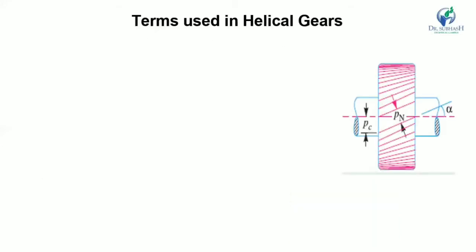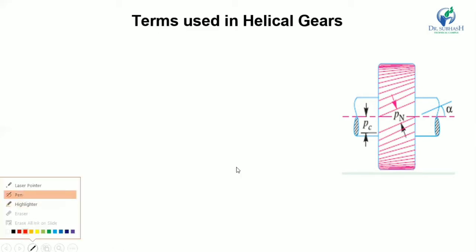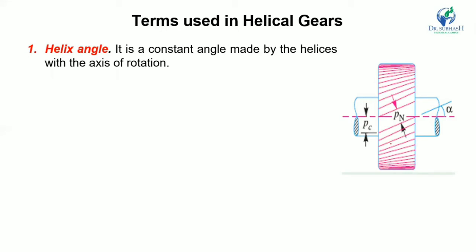Now, different terms used in helical gears. First is the helix angle. It is the constant angle made by the helix with the axis of rotation. Here you can see this is the axis of rotation, and these teeth are inclined at an angle alpha. This angle alpha is known as the helix angle, or we can say the angle of the teeth with the axis of rotation is called the helix angle.